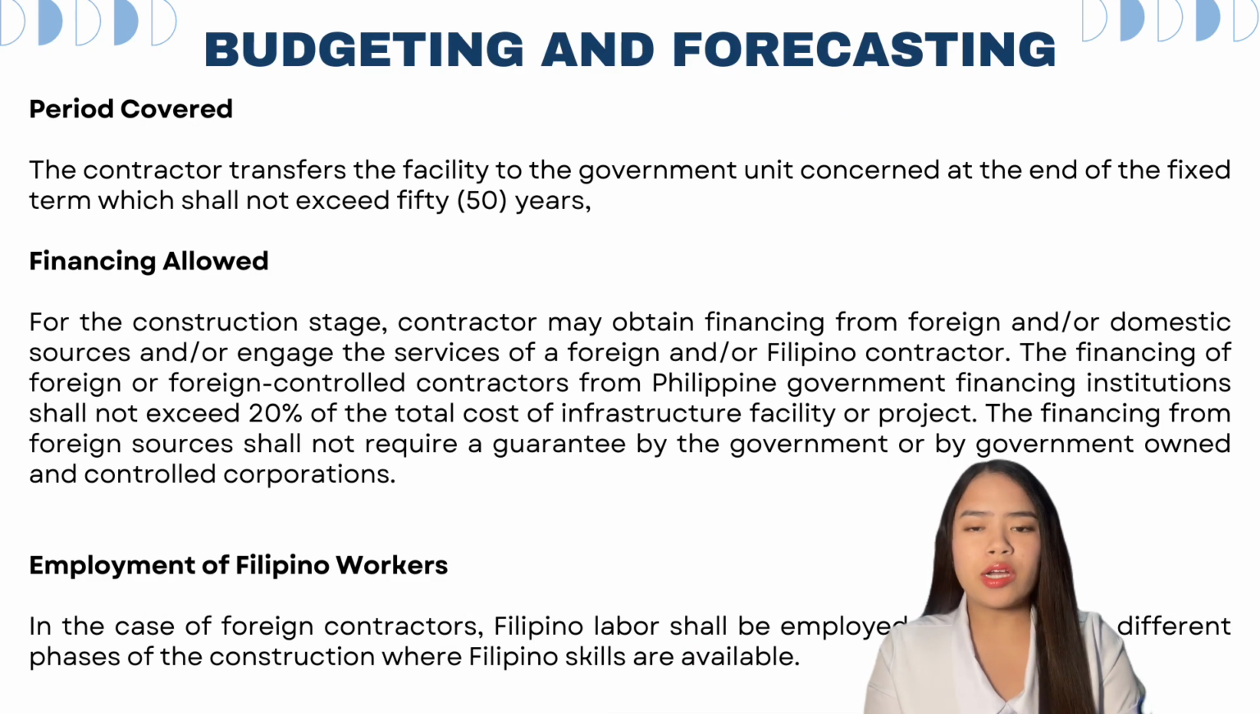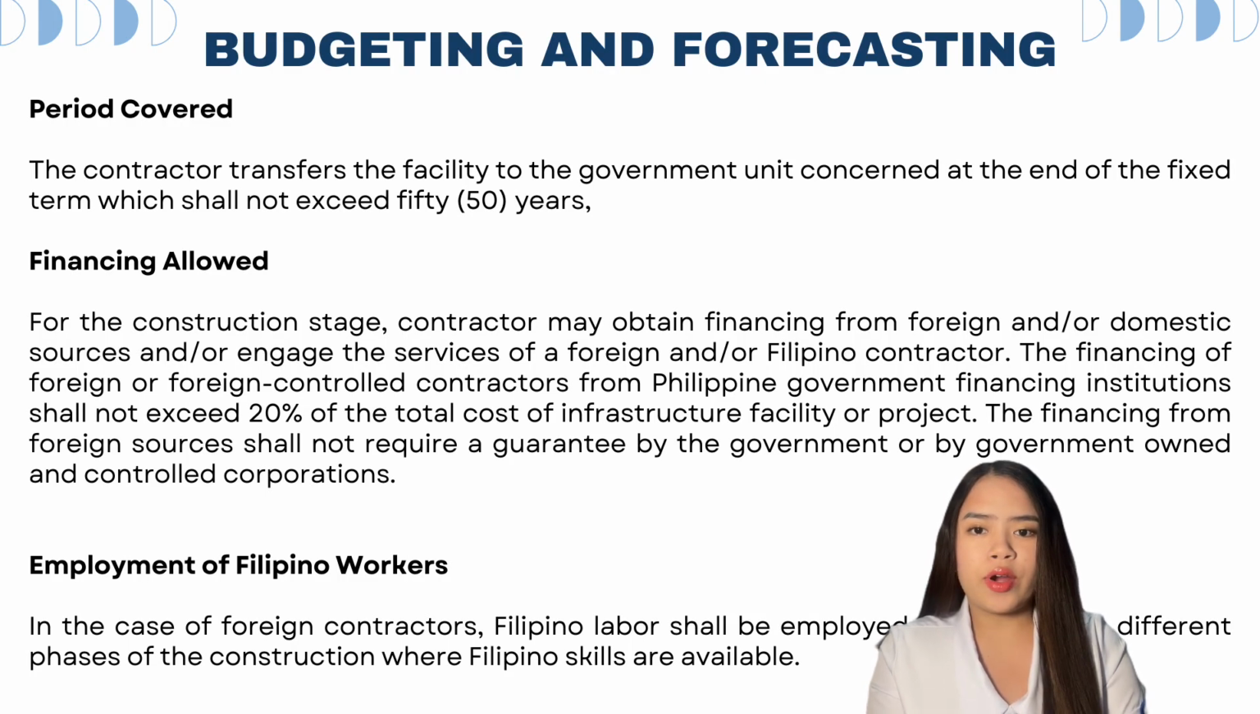Period covered. The contractor transfers the facility to the government unit concerned at the end of the fixed term, which shall not exceed 50 years. Then financing allowed. For the construction stage, the contractor may obtain financing from foreign and domestic sources and engage the services of a foreign or Filipino contractor.